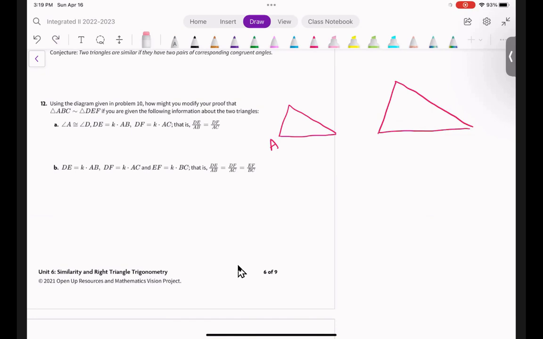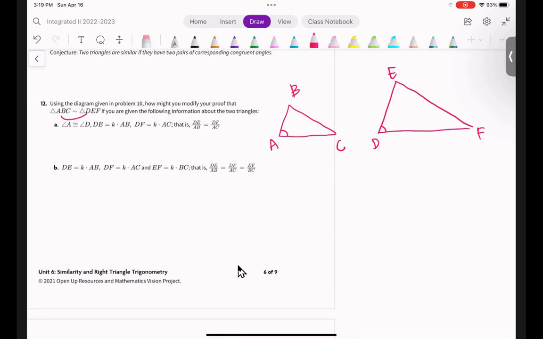Okay. So that's ABC. This is DEF. Remember, order matters here. According to this, A matches with D because they're both first. B matches with E, and similarly, C matches with F, right? Okay, it says angle A is congruent to angle D.